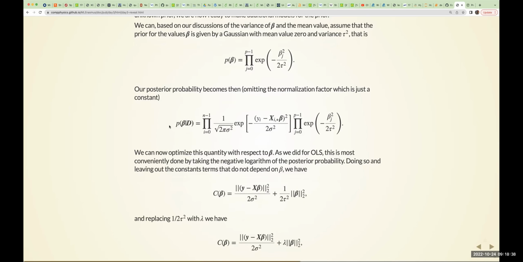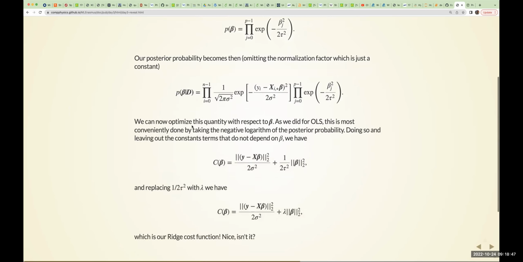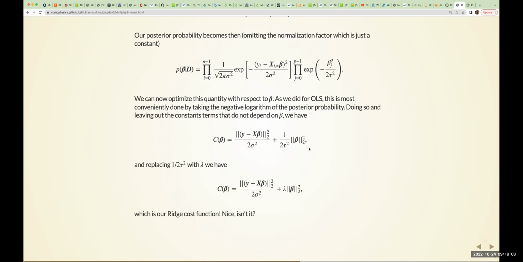And that gives us the probability of beta given the input and output variables d. When we took away the constants, which you get from this 1 over 2 pi sigma squared, we just leave that out because it's just a constant and not of any relevance when we're taking the derivatives in order to optimize the cost function. We ended up with a function which looks like this. And then we simply change the taus to lambdas, and we are back to the equation which we had before.